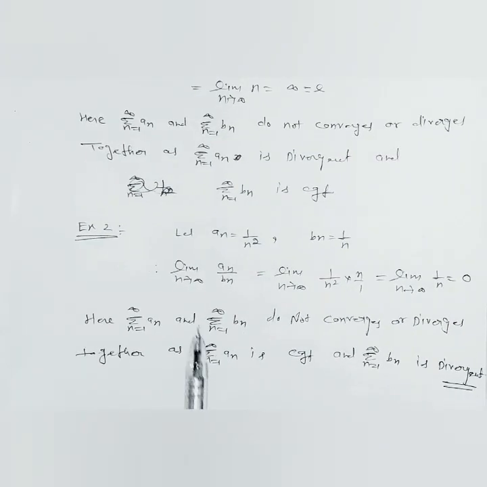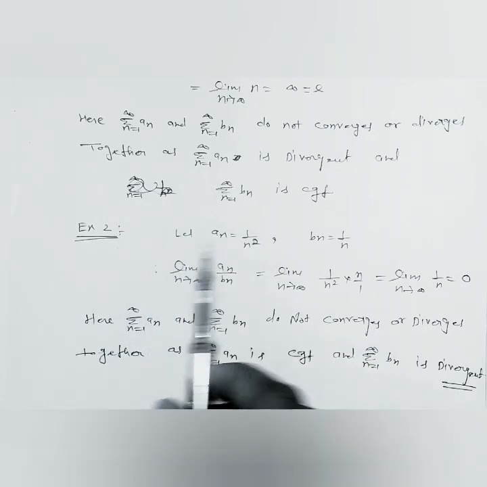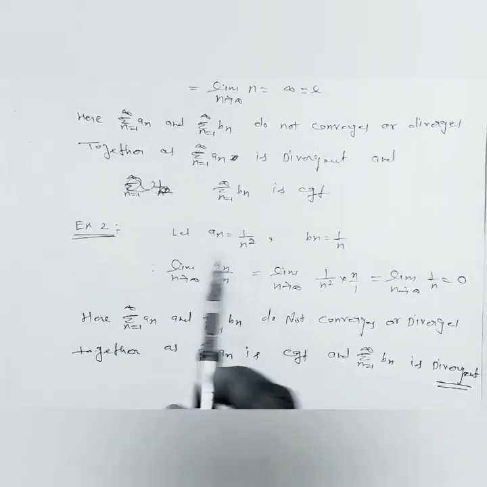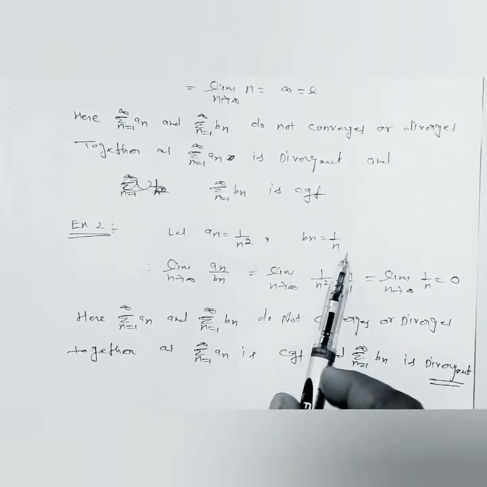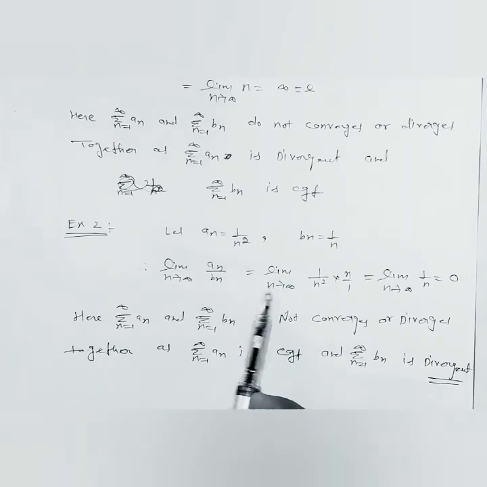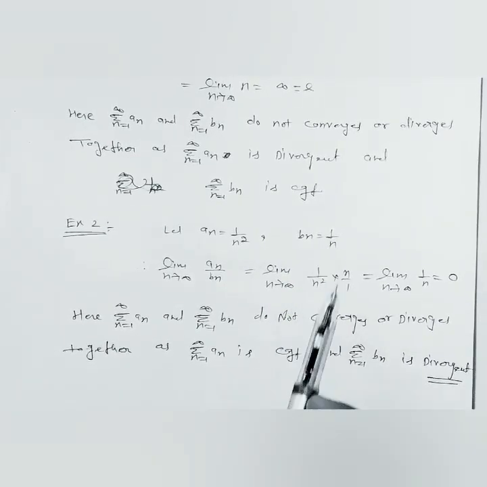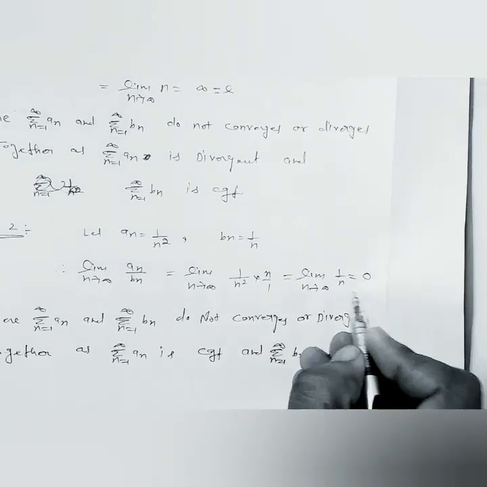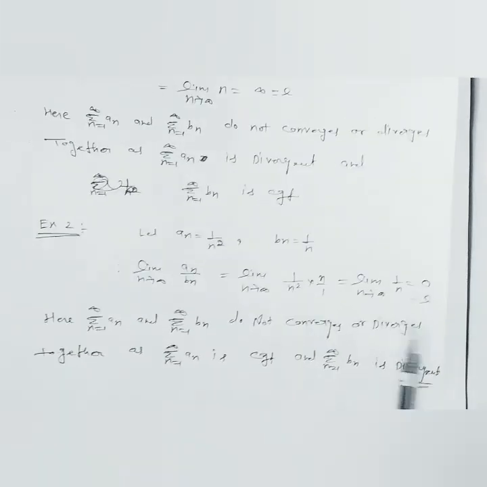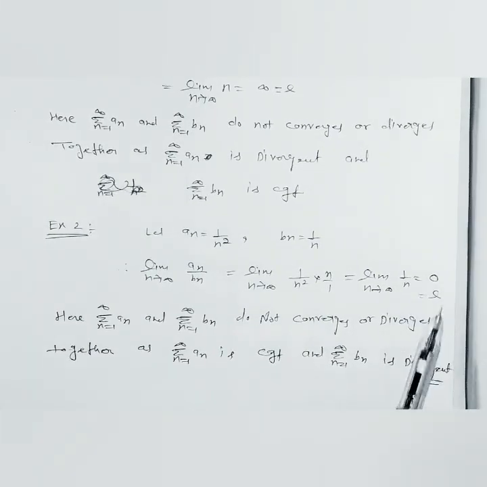Similarly, we consider an example. Second, an is equal to 1 by n square, which is a convergent series, bn is equal to 1 by n, which is a divergent series. Limit n goes to infinity an by bn, we put the values of an and bn and solve, and it comes out to be zero, which is equal to L. So here L is equal to 0, which is not non-zero. So comparison test 5 cannot be applicable here.